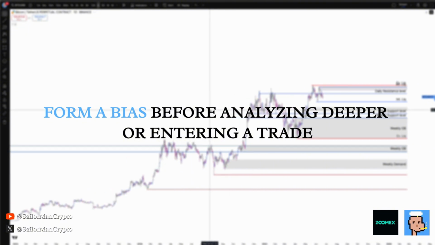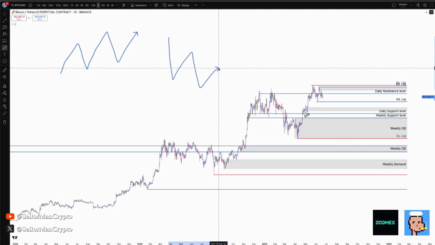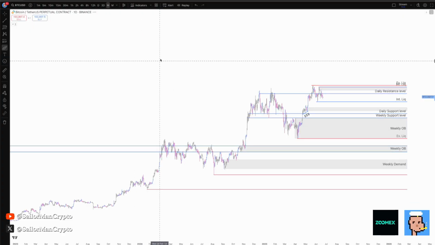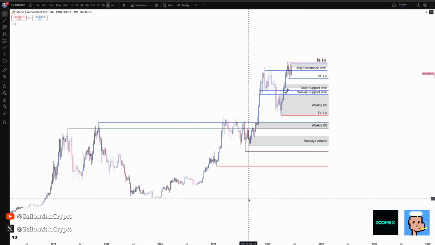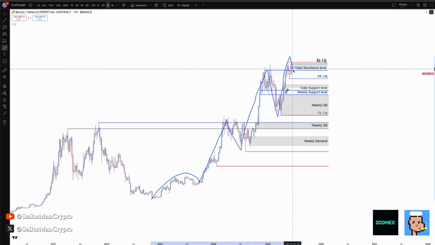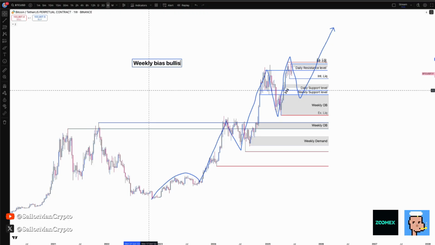Whenever, as I said at the beginning, the bias can be of three types: uptrend, downtrend, and sideways price action. So in this case, if we start from the weekly, we can clearly say that our bias on the weekly is still bullish. Higher highs, higher lows, higher highs, higher lows, higher highs. So potentially on the weekly, we are looking for a higher low. You can note here: weekly bias bullish, interest in a higher low.